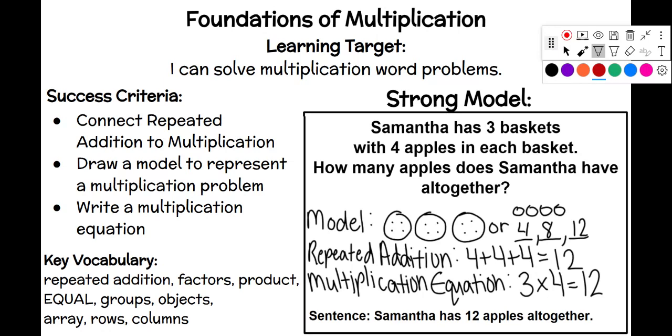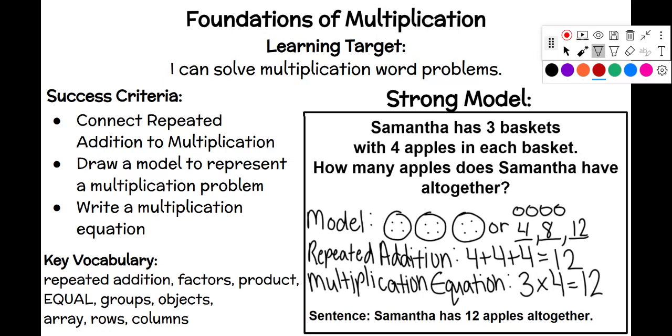On the right side is a strong model. This is a model you can use for future reference when you're working on those other tasks that are in your pacing tracker. So for our strong model today, we have Samantha, who has 3 baskets with 4 apples in each basket. How many apples does Samantha have altogether?